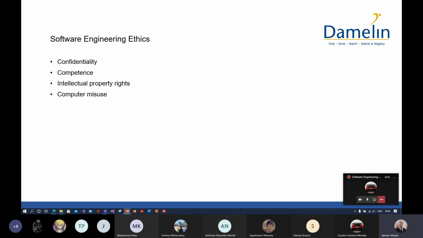The next one is competence. What this means is that you must not misrepresent yourself. If you cannot do the job, you cannot do the job. A lot of people in the software field, they tend to misrepresent themselves. If you only understand Java, it's fine. You must state that you only understand Java. Don't try to code in C#, or misrepresent yourself as being able to code in C#. So that's what they mean by competence.